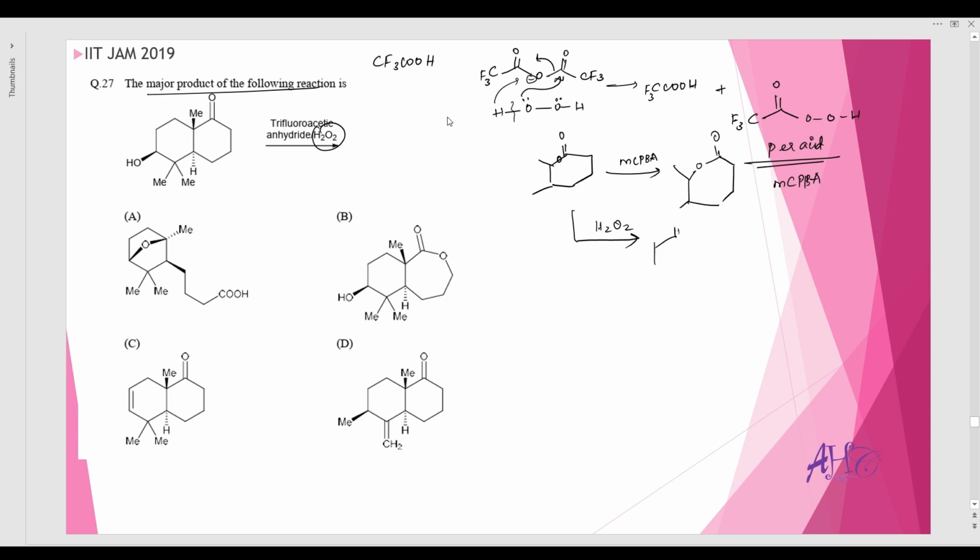Your oxygen will be added to the less substituted side. Less substituted side-ல உங்க oxygen add ஆயிருக்கும். But here, your peracid is actually similar to your metachloroperbenzoic acid. So what will happen is, literally it is going to form an O here. Okay. Now இப்போ என்ன ஆகும்னு பார்த்தீங்கன்னா, this will form an oxygen in between this.